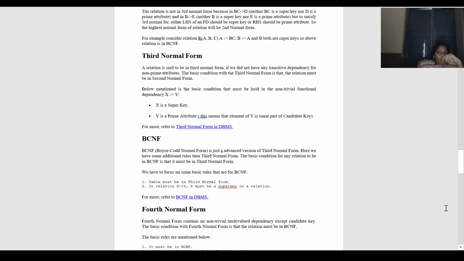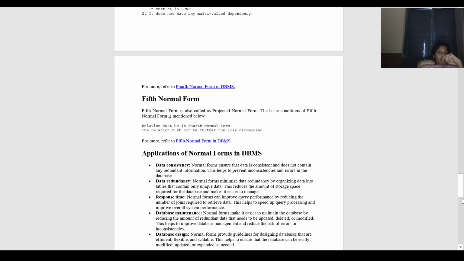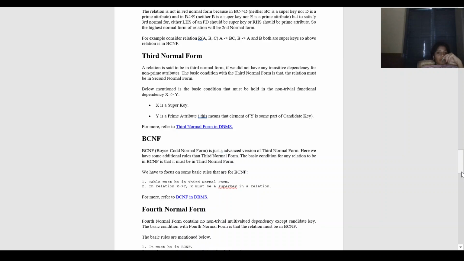And coming to the fourth normal form. Before coming to fourth normal form, the table must be in the BCNF. It does not have any multi-valued dependency. It should have only single-valued dependency. Fourth normal form contains no non-trivial multi-valued dependency except on a candidate key. The basic condition with the normal forms is that the relation must be in the BCNF.